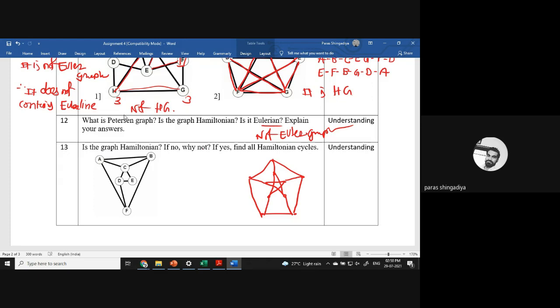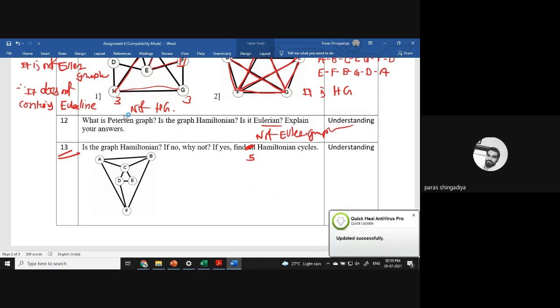Now question number 13. One graph is given there. Is the graph Hamiltonian? If no, then explain it. If yes, fine. It is all mentioned here, but you just find 5 Hamiltonian cycles. Just predict 5 Hamiltonian cycles. Let me find 5 different Hamiltonian cycles. It's very easy.